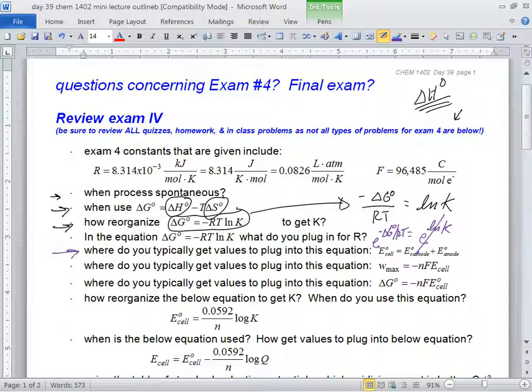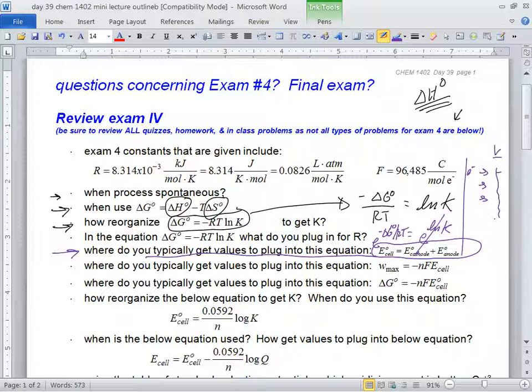Here, where do you typically get values to plug into this equation? Mia, where do you get values to plug into this equation? E0 cell, E0 cathode plus E0 anode. The chart. And how do you pick? Sometimes they're not going to be obvious. Now, remember the chart she's talking about? Mia's talking about that chart where you had all these reactions, and they had electrons in there, and then you had volts on this side.